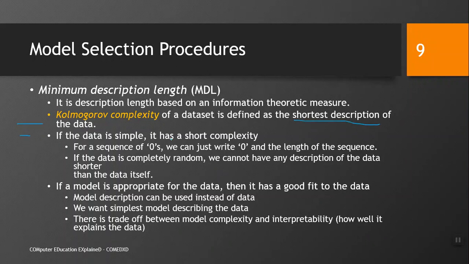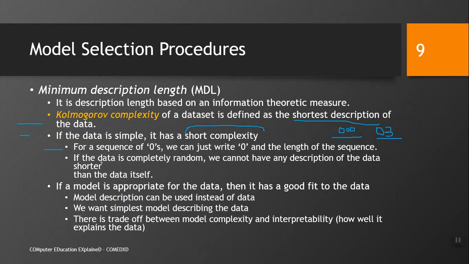If the data is simple, it has a short complexity. It's very interesting. If the data is simple, we know that the complexity is smaller. For a sequence of zeros, we can just write 0 and the length of the sequence. For example, if there are 3 zeros in our data set, we can replace them with 0 and 3 to make its representation smaller, minimum description length basically.